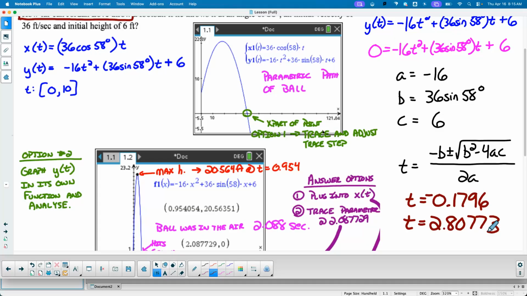To copy it, scroll up, enter, and it pops it in there. And then just enter. Which, if you'll notice, was right here. So we found our t-value from before.